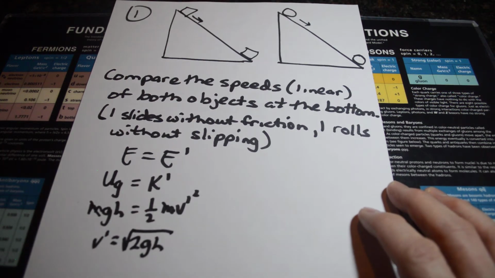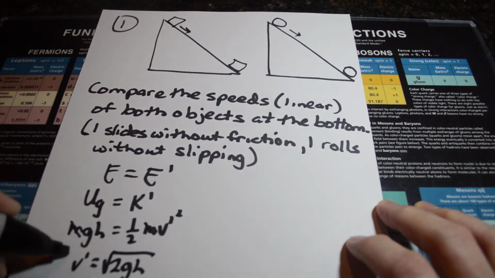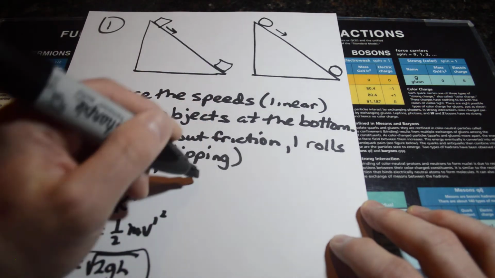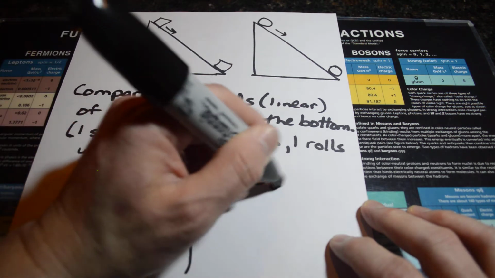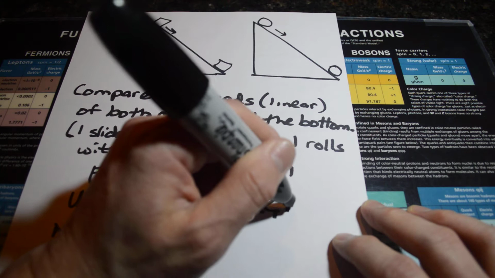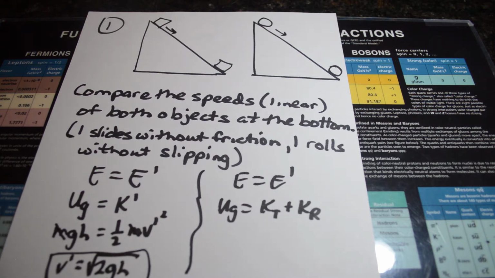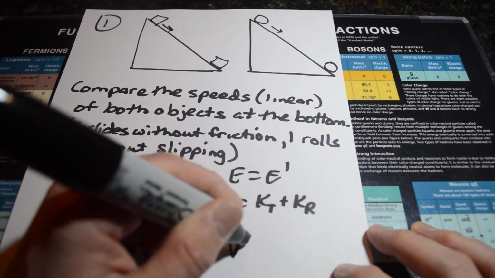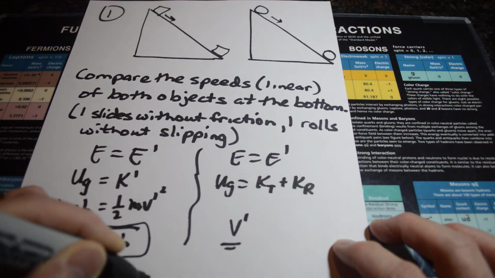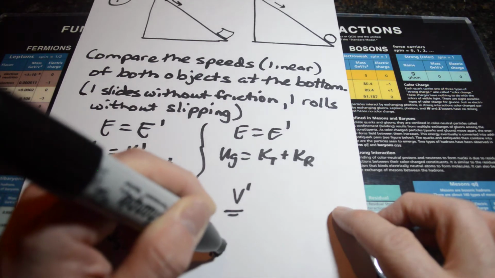Okay. Now, in the case of rolling down the hill, it will not have all of that kinetic energy as translational, because some of it has turned into rotational. If you say E equals E prime, it's going to have the potential energy, but now it's got that translational 1/2 mv squared, but it also has rotational 1/2 I omega squared. So the V at the bottom is actually going to be less for this case. So we're going to say the V of sliding is greater than the V for the rolling case.